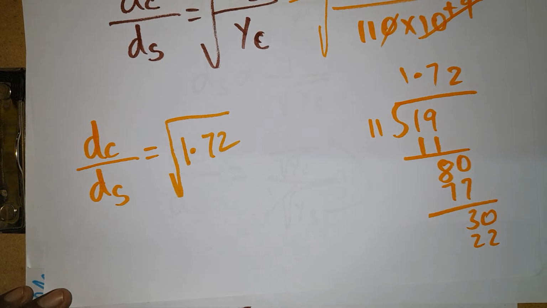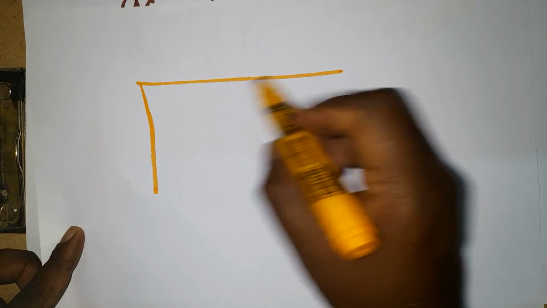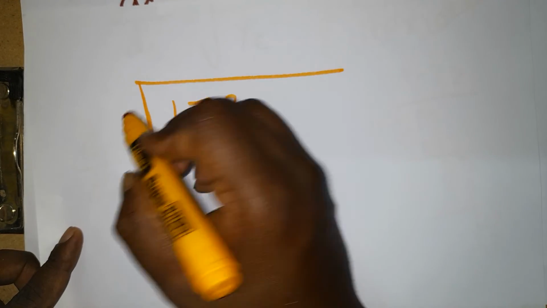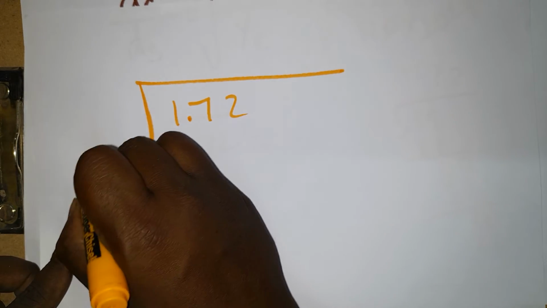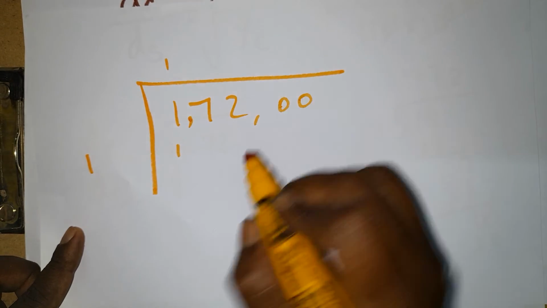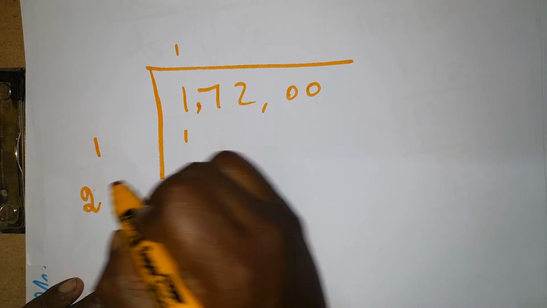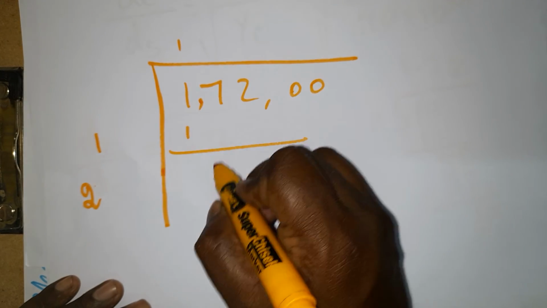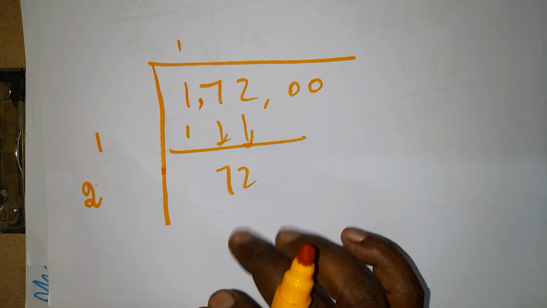Now the root of 1.72, I should do with the normal method. Here it is a decimal. 1 will come, and here 0 you can include. The next one, 1 into 1, and the remaining 72 will come. Next 2 terms I am bringing down. This is the way to find the square root.